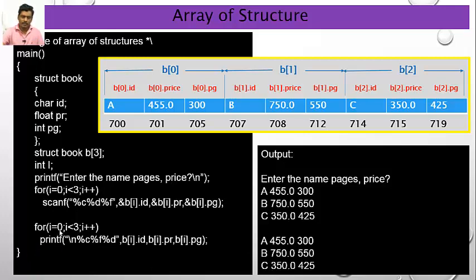And it continues. The value of i is 3. 3 is not less than 3, so the condition is false and it comes out of the loop. Then this closing brace is the main function's closing brace. It will terminate the program.